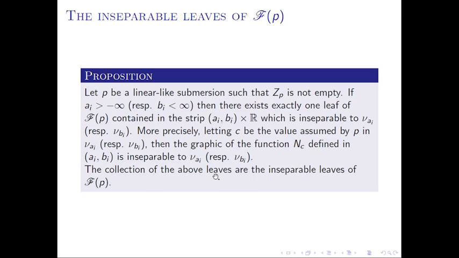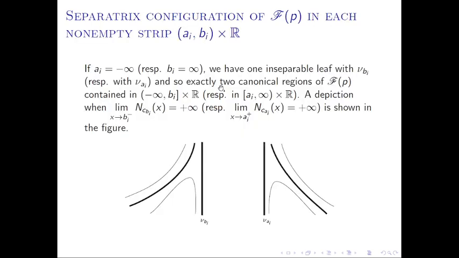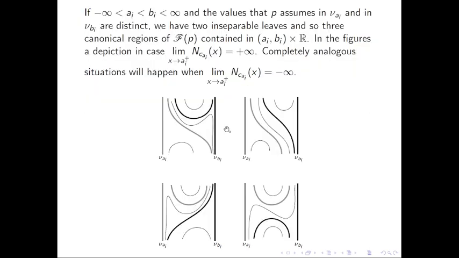So according to these propositions, we have the separateness configuration of the regular foliation given by P in each non-empty strip like this. For example, if we consider this strip, then the separateness configuration is this, and in this other strip, the separateness configuration is this. And in the other strips, the separateness configurations are these four or these other two ones. In all the cases, the inseparable leaves are the thick leaves.